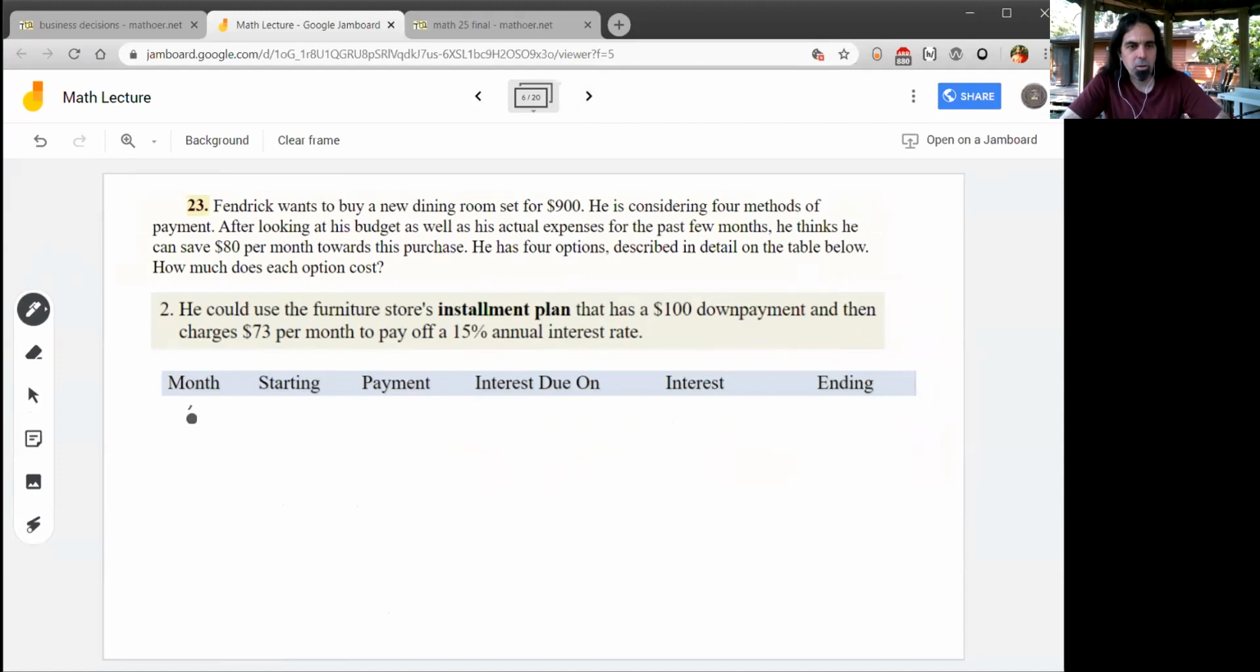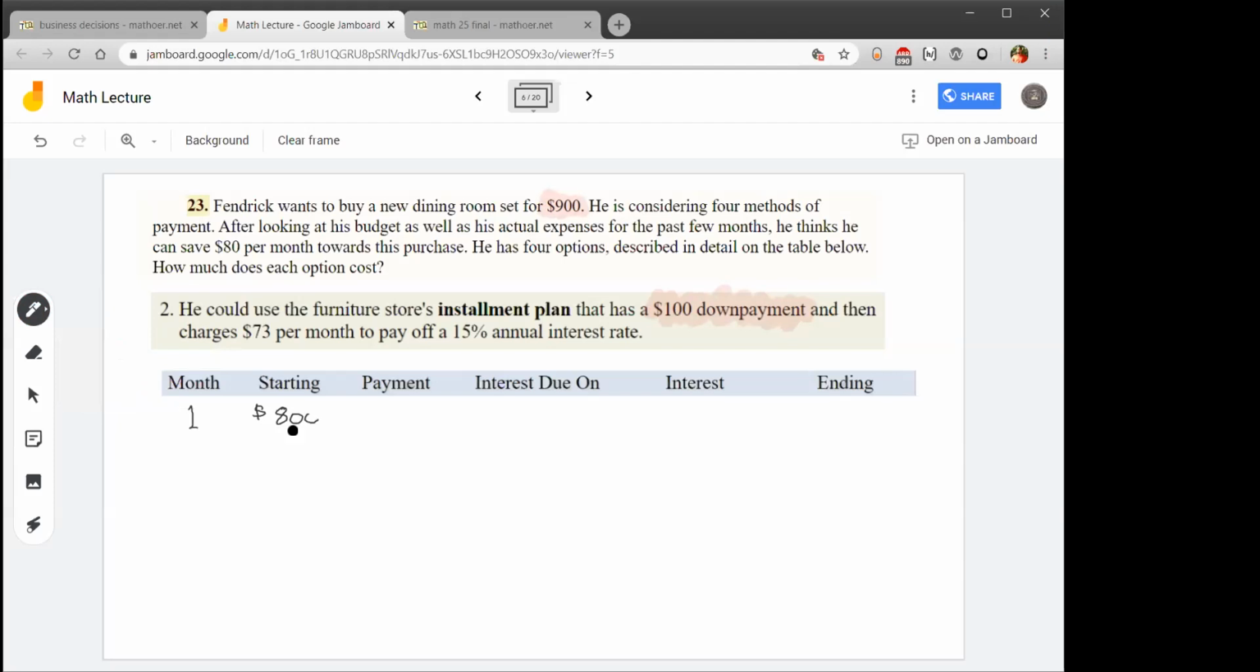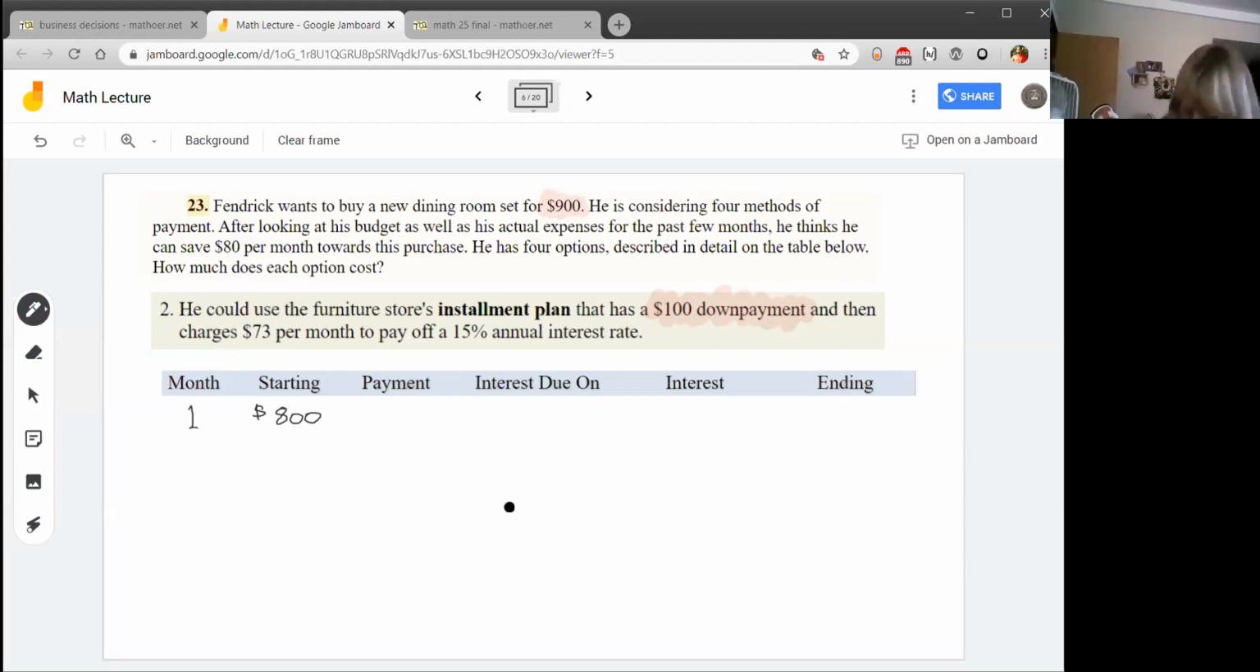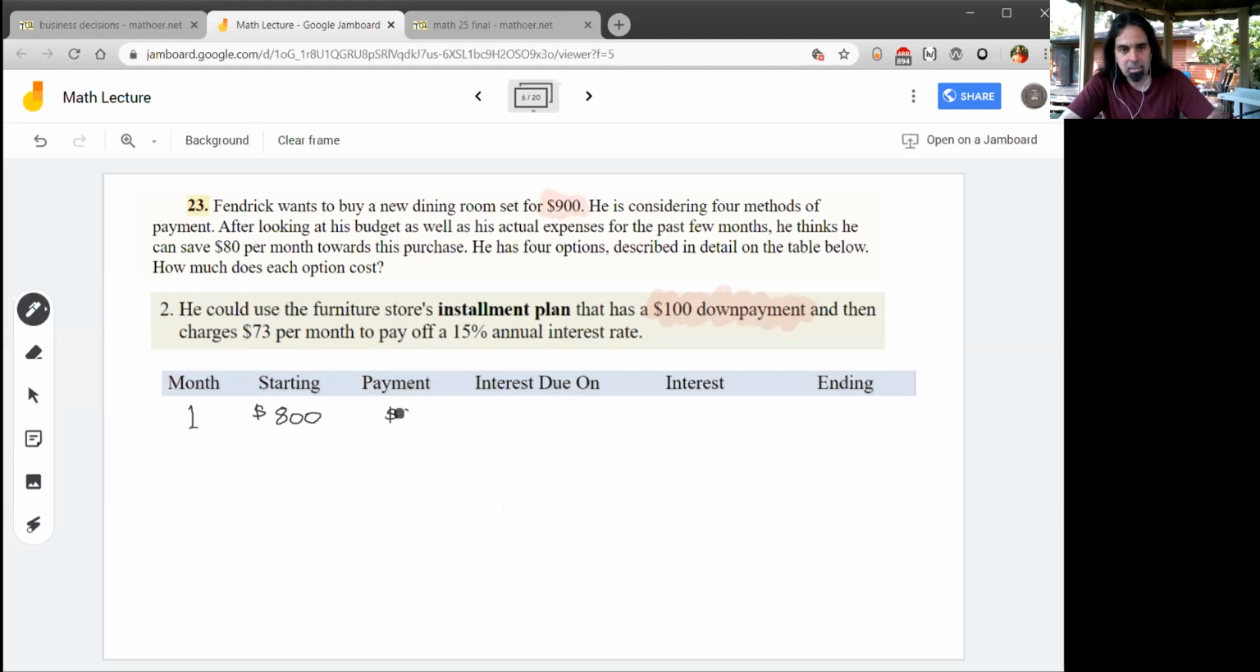Okay, now we just get started. So month 1, he starts at 900, except he doesn't. There's a $100 down payment. So he doesn't owe the 900. How much does he actually owe? 800, because he's paid off 100 of it. He's going to pay 80. So this is already a little awkward for him because he's trying to budget 80 bucks a month. He had to scrounge up the $100 down payment in addition to his first monthly payment, but maybe he can.